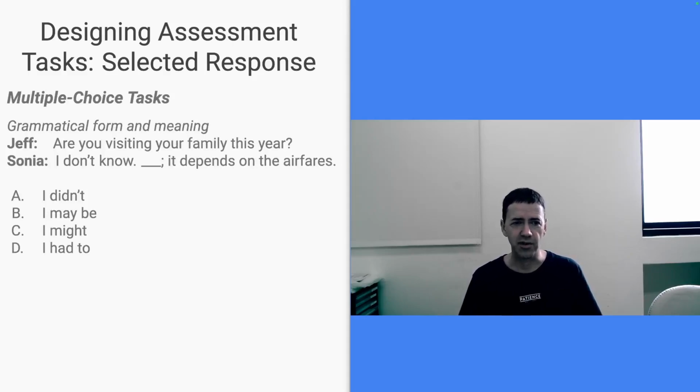All right, another type you can do is grammatical form and meaning. Okay, so are you visiting your family this year? I don't know, it depends on the airfares. I may be, it depends on the airfares. I might, it depends on the airfares. Okay, so in this particular case, the meaning has to match, and so does the form.